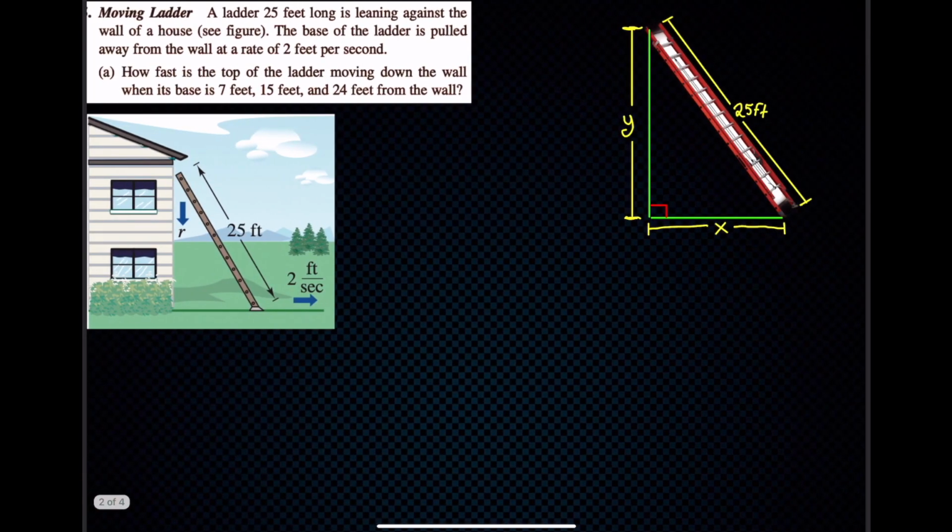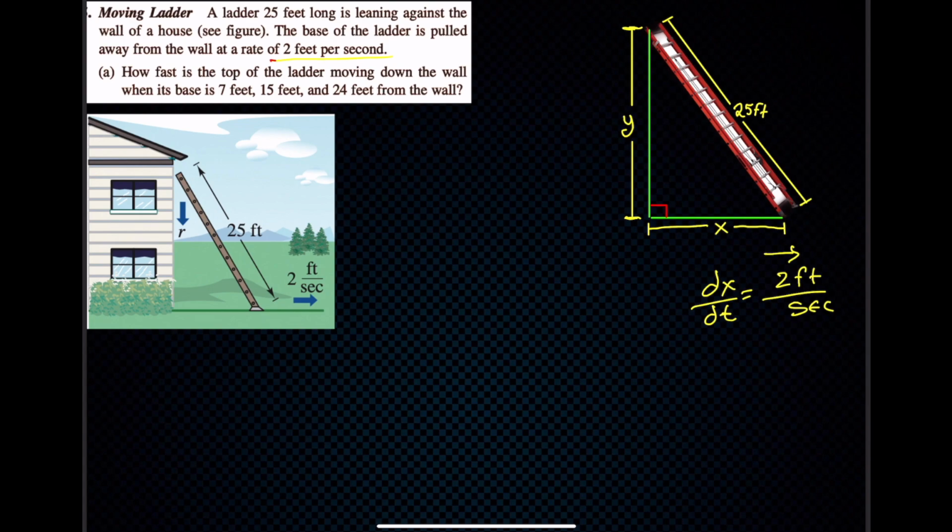Here's question A. How fast is the top of the ladder moving down the wall when its base is 7 feet, 15 feet, 24 feet from the wall? So now let's take a look at this problem. Remember, this is where we have a change, and this is 2 feet per second. Basically, this is our change in the x value with respect to time, so it's already given, as you can see here.